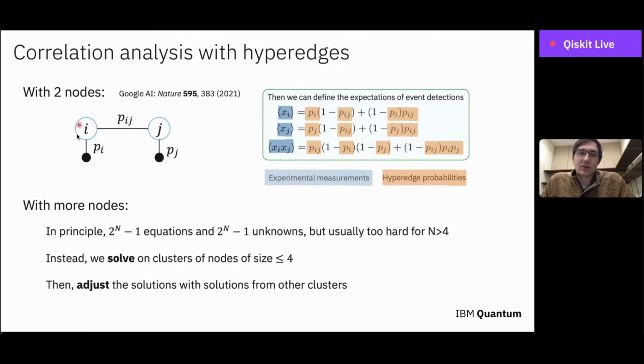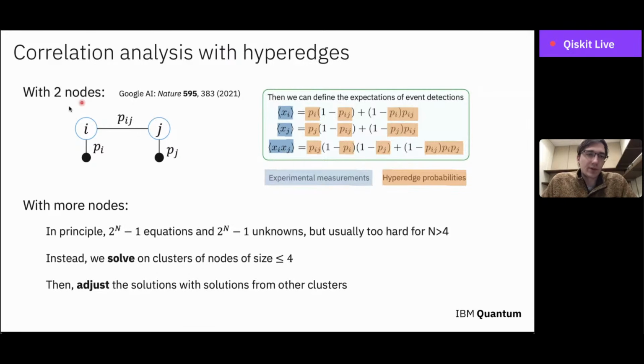So the expectation that this node is triggered, or this node is triggered, or both, in terms of the probabilities of each of these edges. So that's these equations here. And so what you get from the experiment is some expectation value. Are these expectation values on the left? And then you can solve for the probabilities on the right. Right, so just invert these equations.